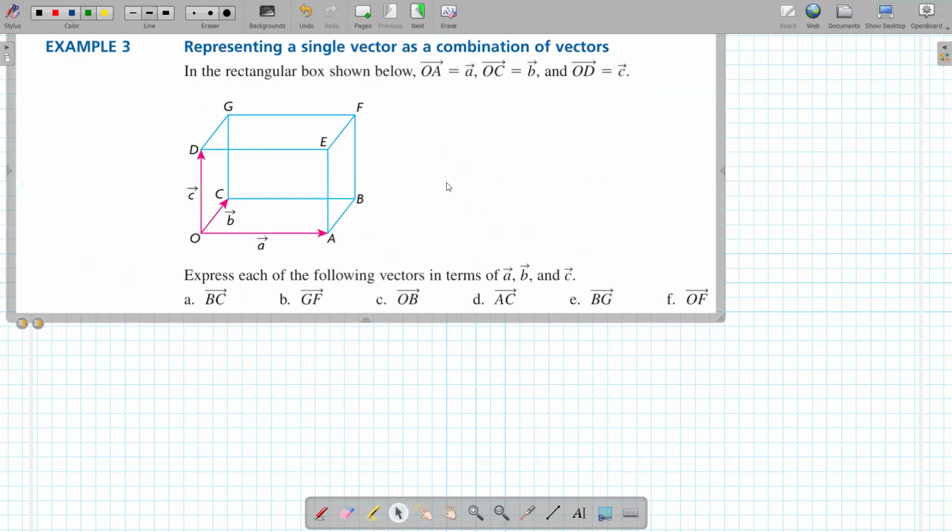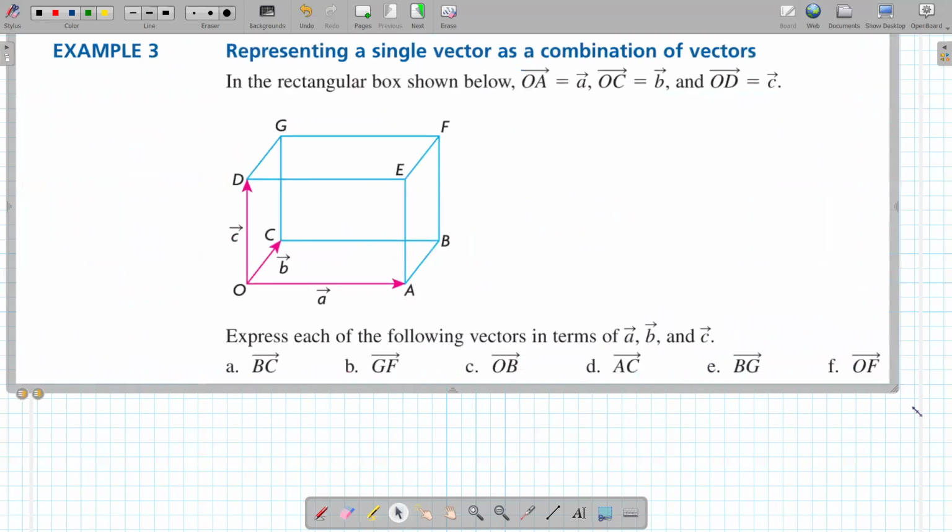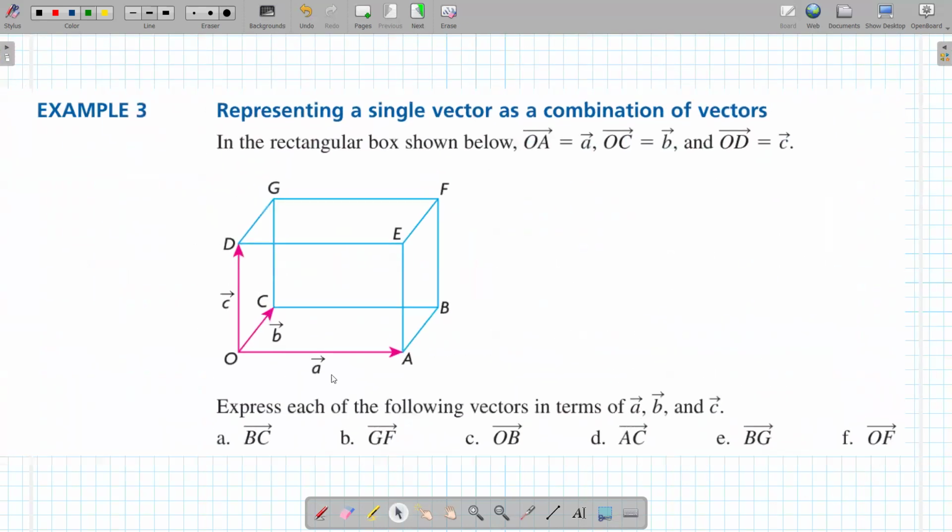It's a question that's somewhat difficult. So OA, they've given us 3 vectors, A, B, and C. They all represent these 3 sides. Direction matters. Question is, express each of the following vectors in terms of A, B, and C.